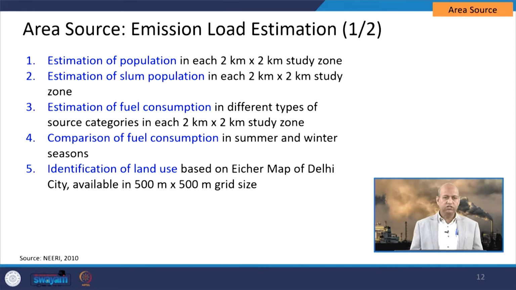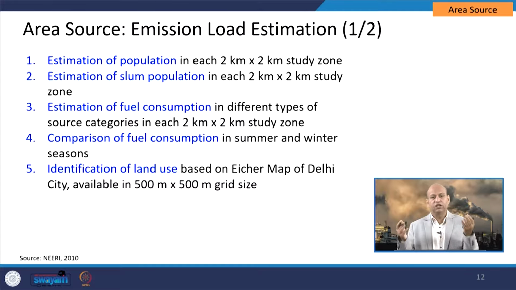Well, so area sources, if we consider first of all, then the estimation of population in each 2 kilometer by 2 kilometer study area was carried out. Then the slum population and the estimation of fuel consumption, or comparison of the fuel consumption in summer.